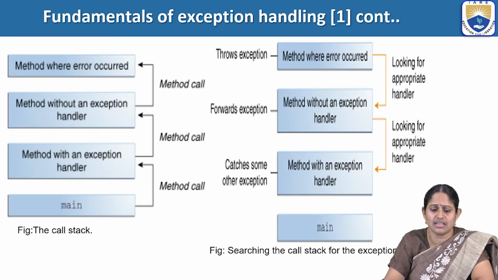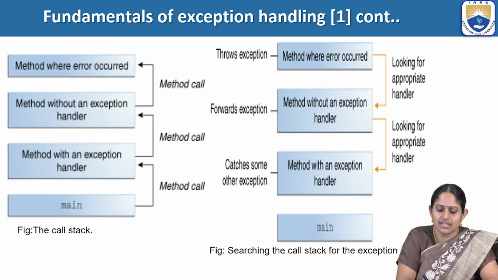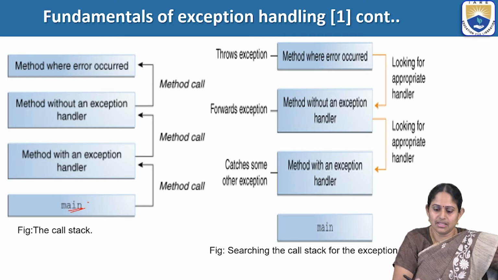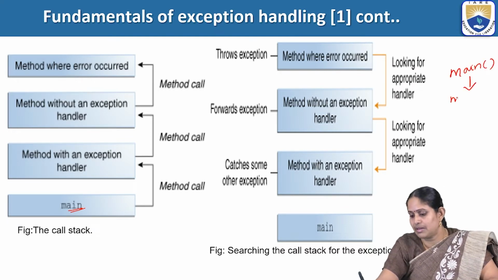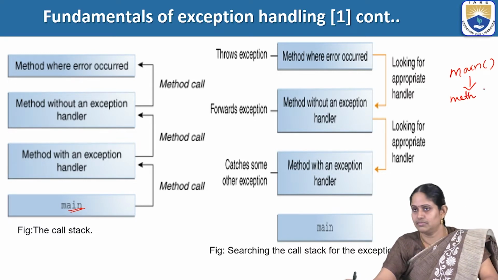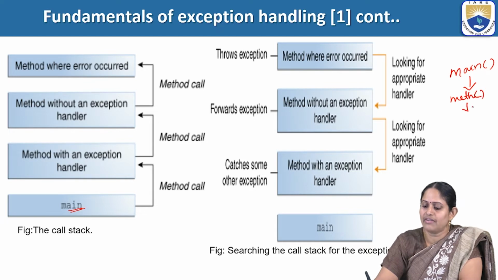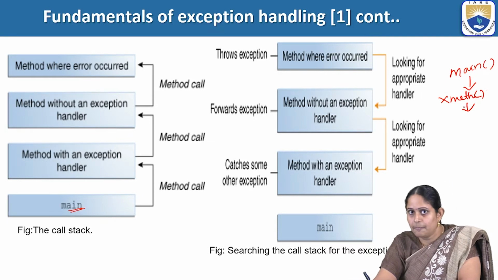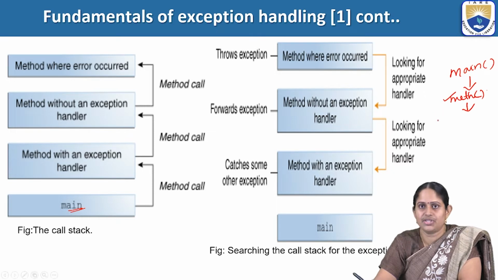So let's look into how an exception occurs. Let's say we have the main method. From the main method, we are calling some method. Let's say this method is having exception handling. Now this method is calling another method, say meth1.